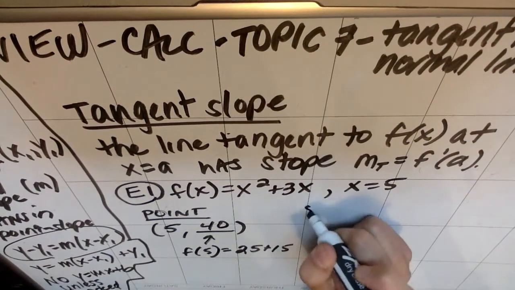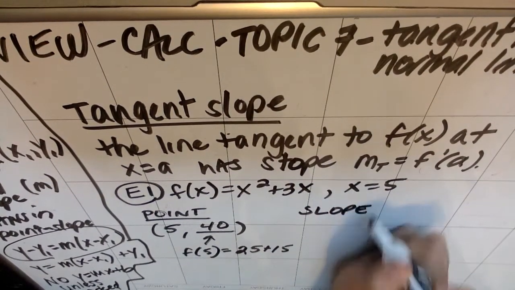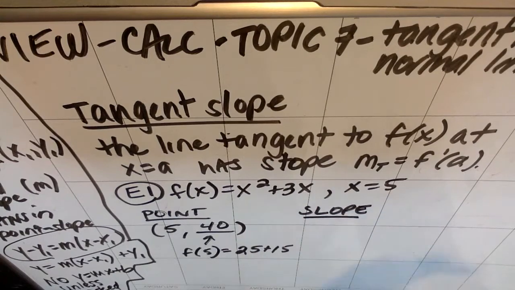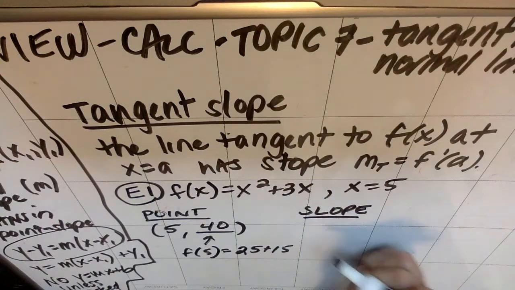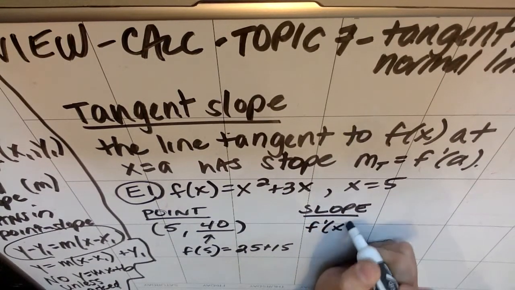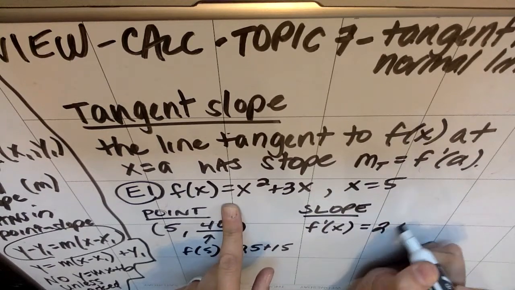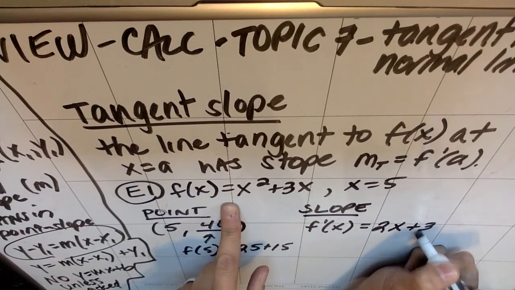I also need a slope. Well, the slope, based on this thing I wrote up here, is going to be the derivative of this function evaluated at 5. So I have to find f prime of x first. F prime of x is going to be 2x plus 3, right?